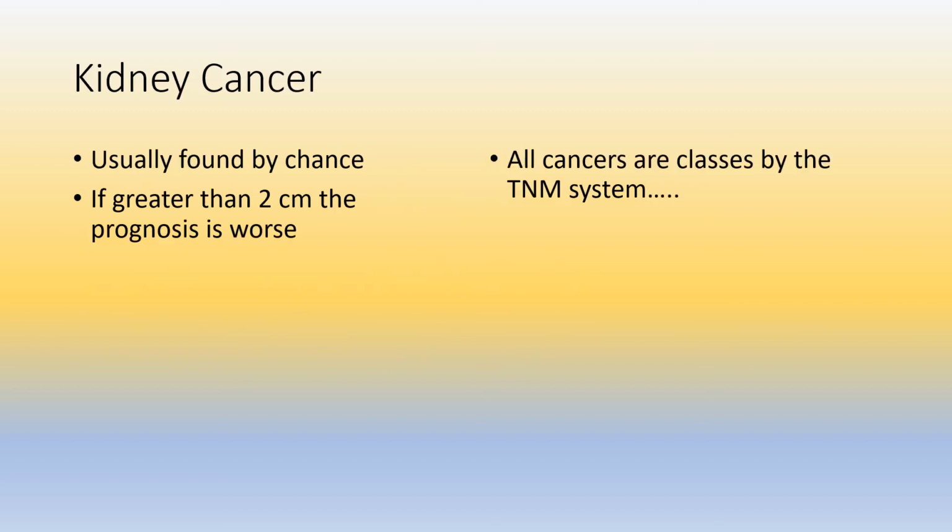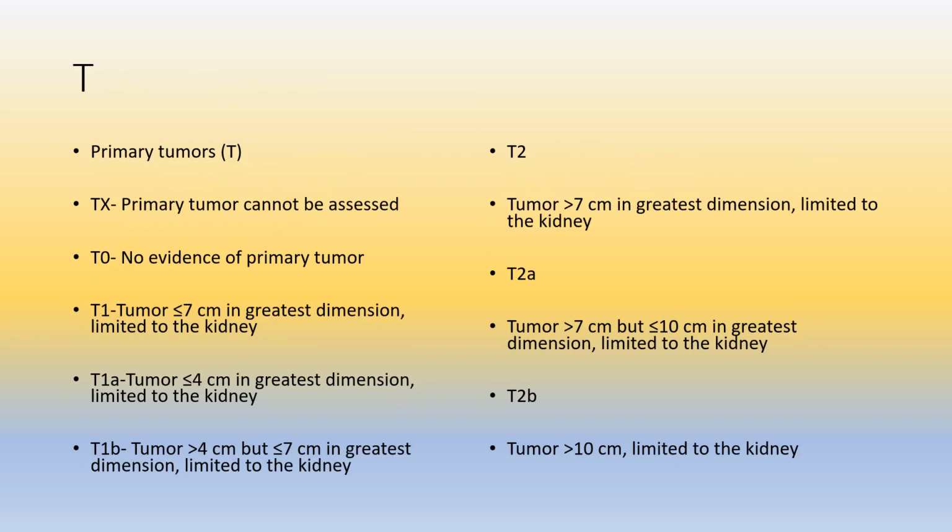So let's talk about kidney cancer just briefly. I haven't talked a lot about cancer, but I just wanted to make sure people are familiar with the TNM system, which is the tumor, node, and metastasis system. My experience has been that if kidney cancer has more than 2 centimeters, the prognosis is worse, although the staging actually defines it by 4 centimeters.